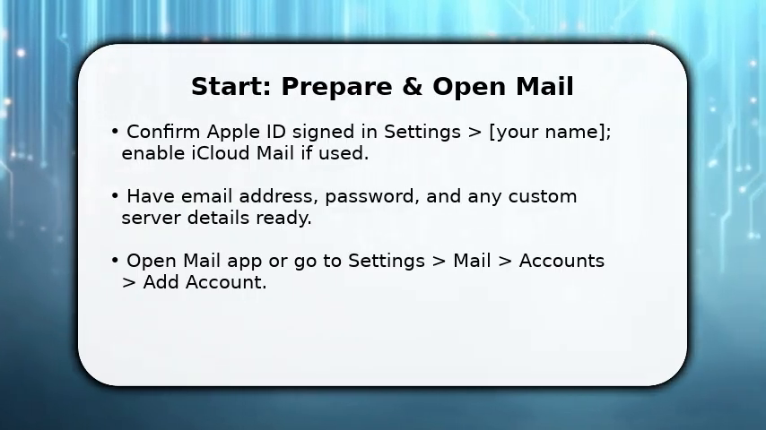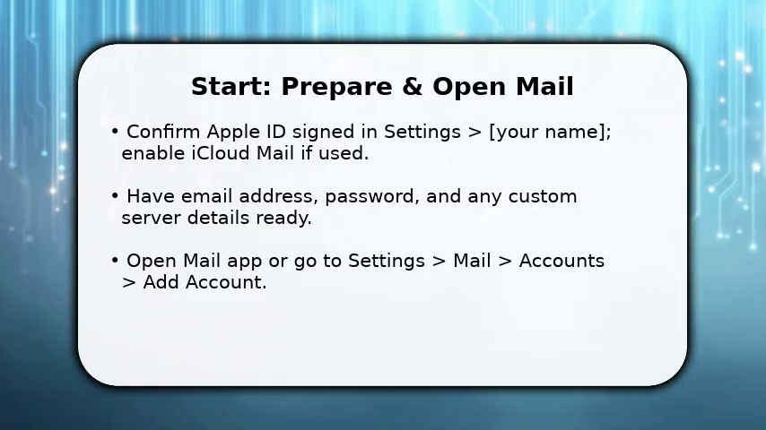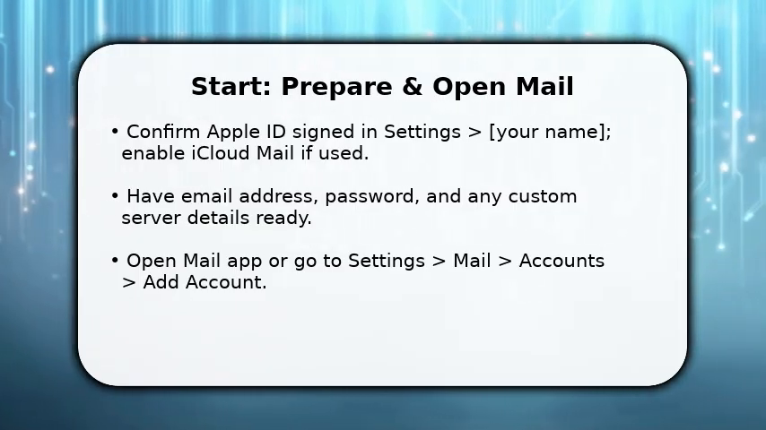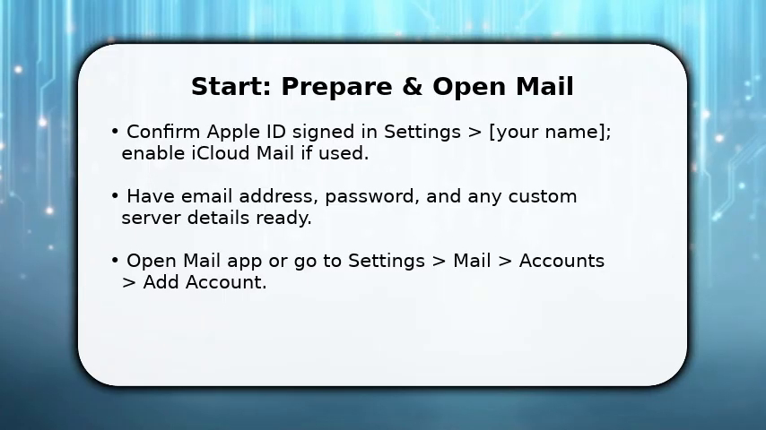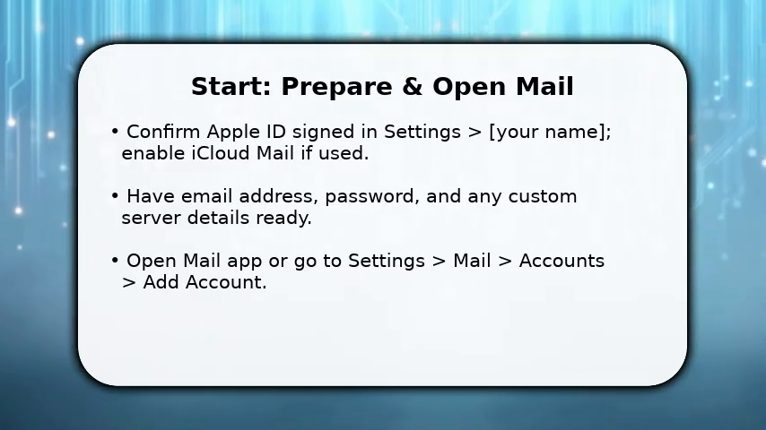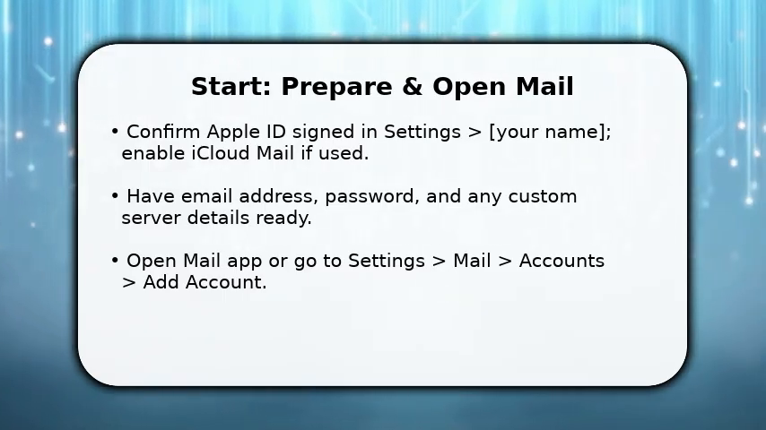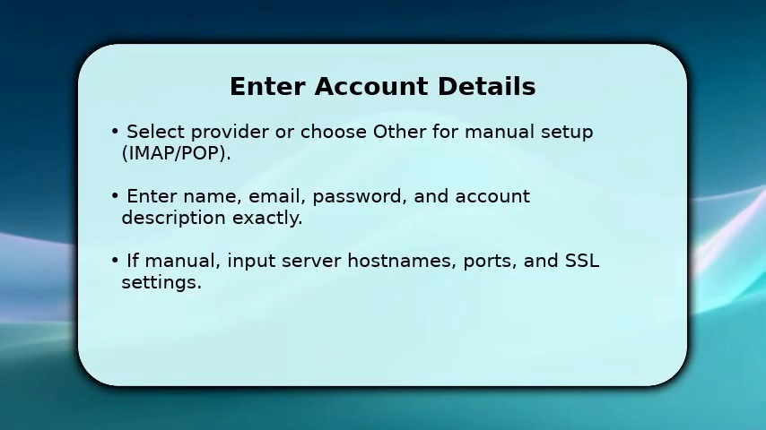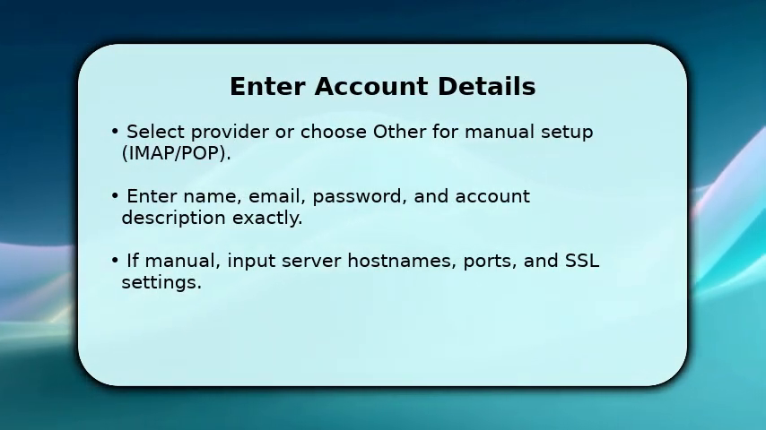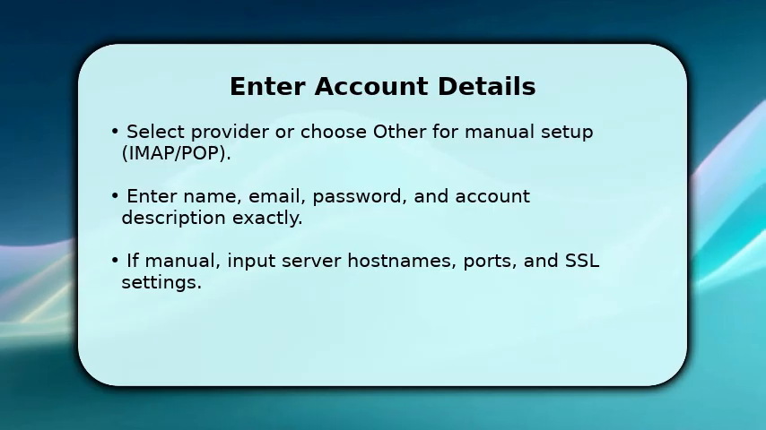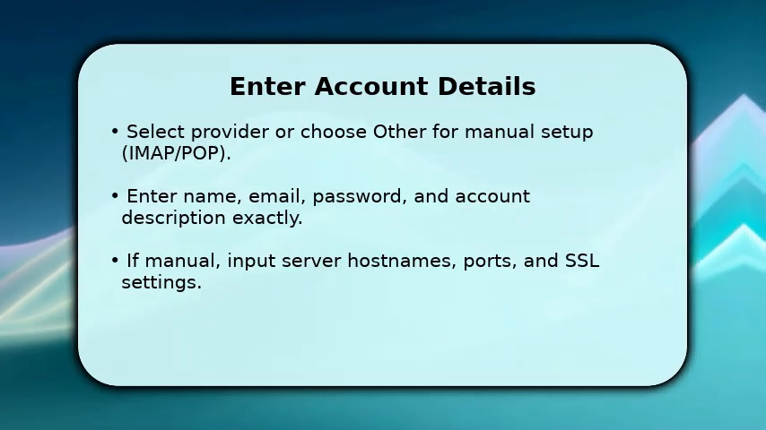Now open the Mail app or go to Settings, Mail, Accounts, and choose Add Account. You're starting the process immediately so the app can attempt auto-configuration, which speeds setup and reduces manual entries. You'll now either pick your email provider from the list or tap Other for manual setup. The app tries automatic discovery first because it simplifies everything.